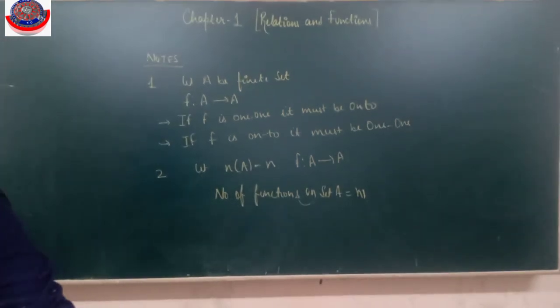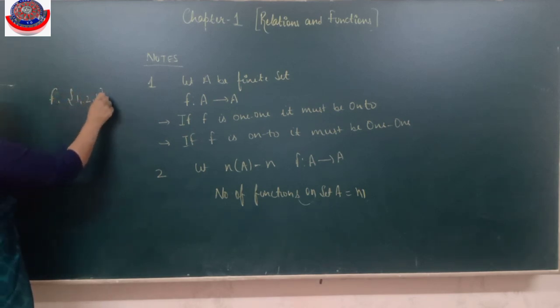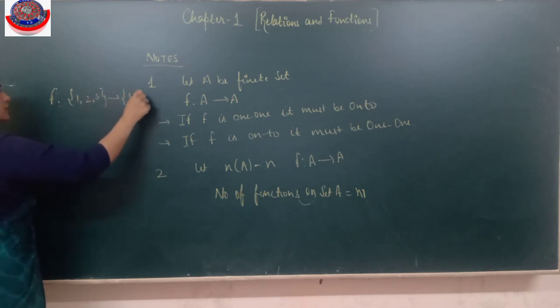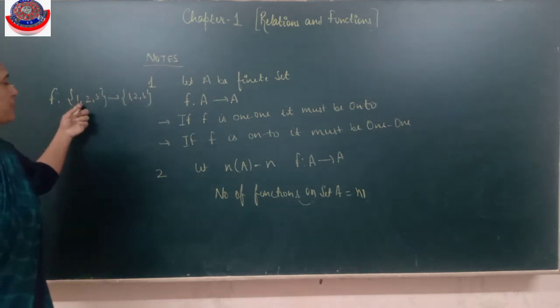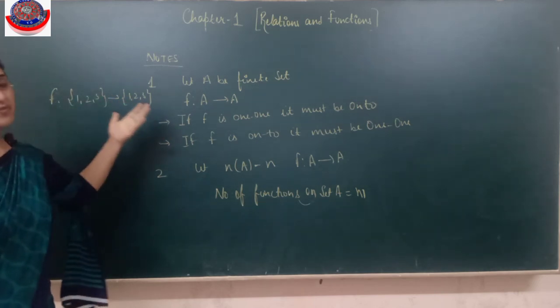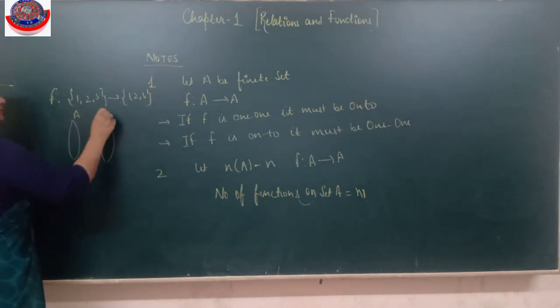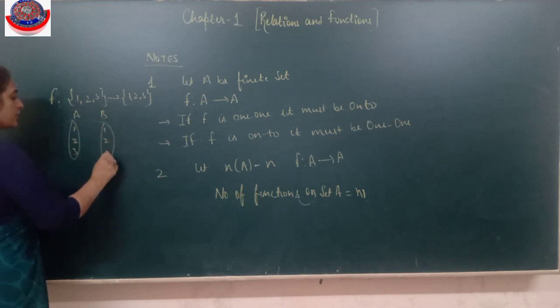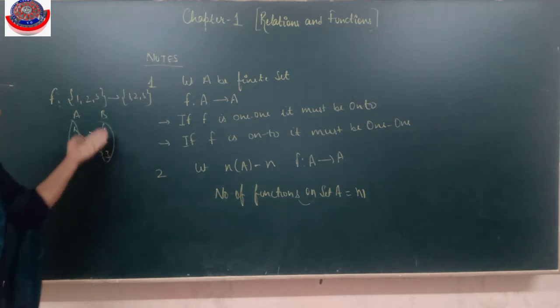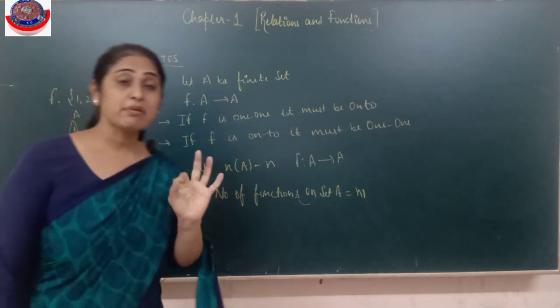For example, suppose A is {1, 2, 3} mapping to {1, 2, 3}. If it is 1-1, that means 1 has image 2, 2 has image 3, 3 has image 1. So definitely if it is 1-1, it is going to be onto, and vice versa. If it is 1-1, different elements have different images, so it is 1-1 as well as onto. If it is onto, no element is left, so it has to be 1-1 also. And this is only applicable for finite sets.